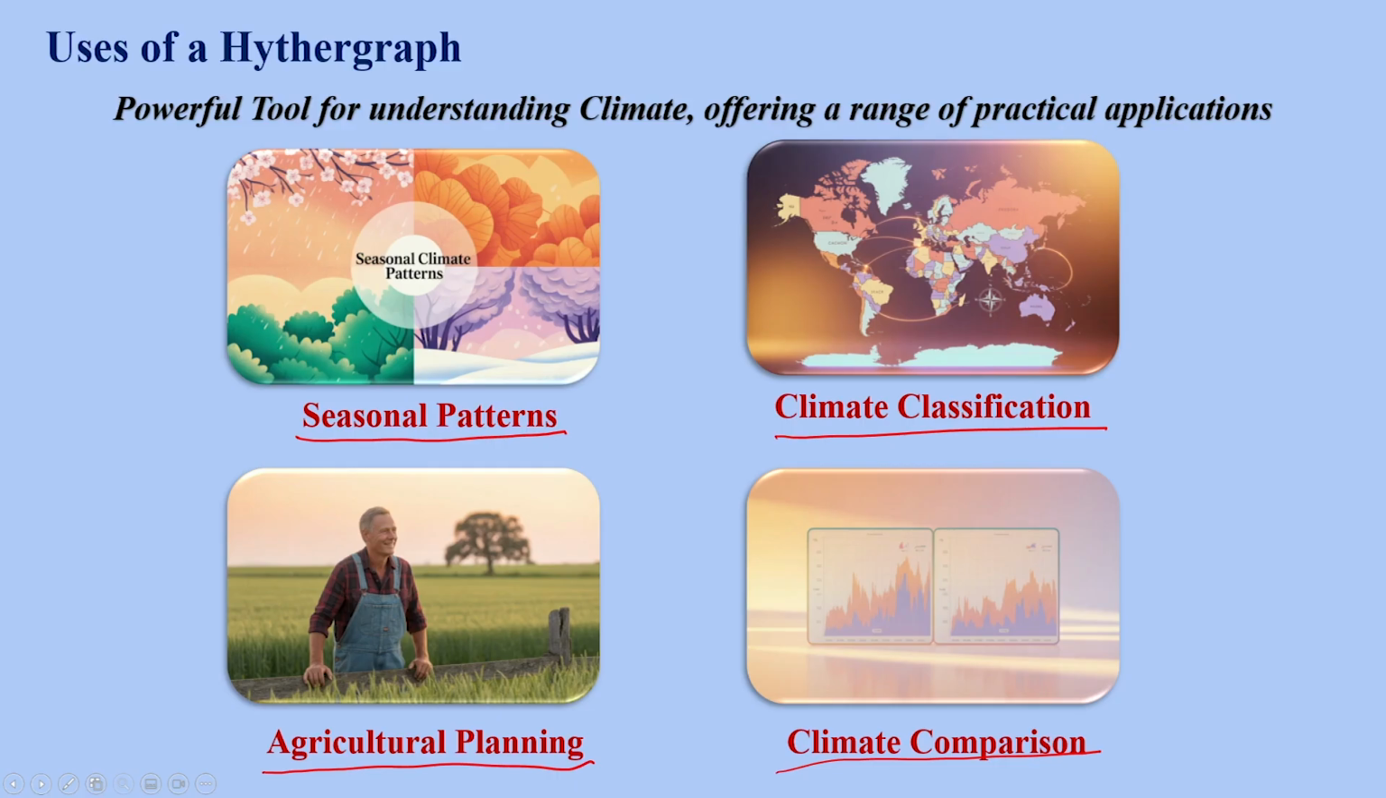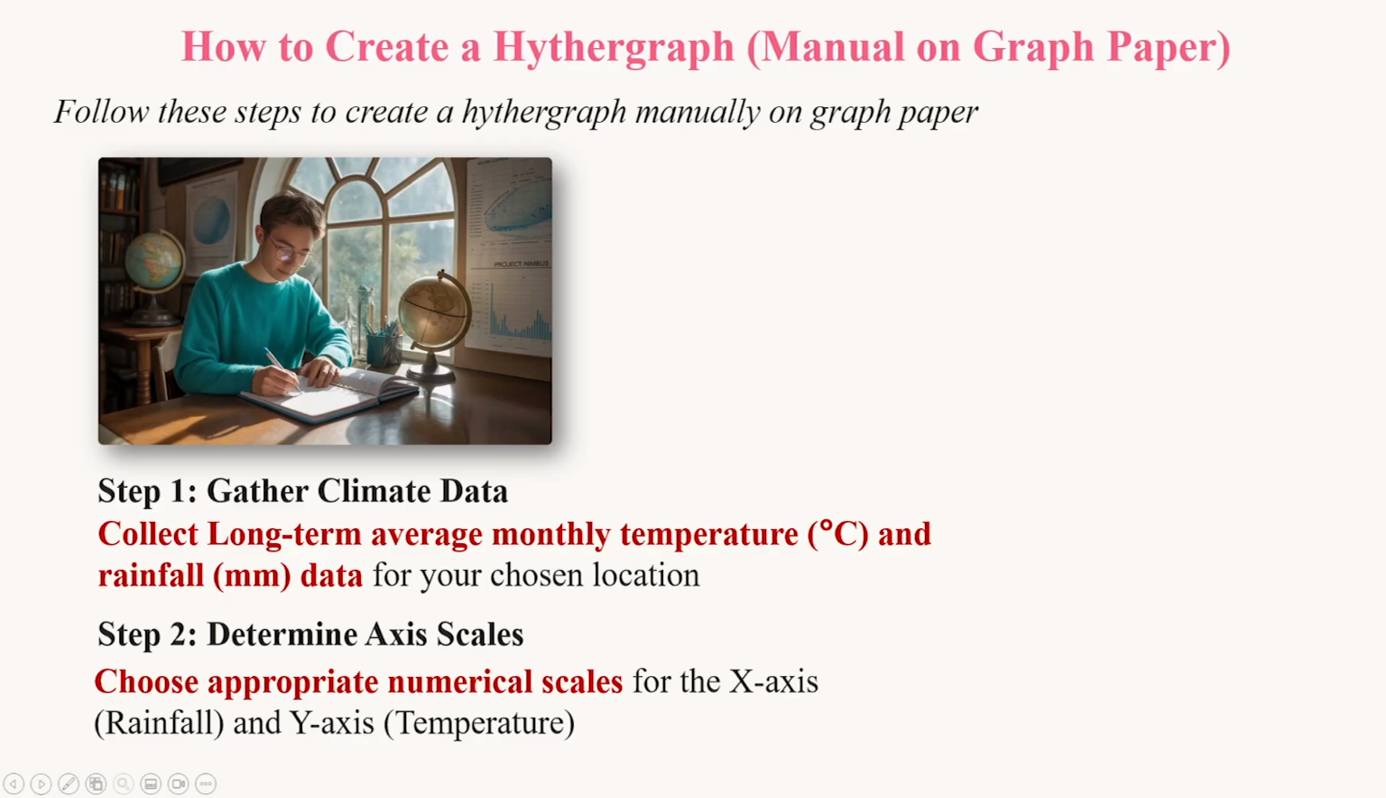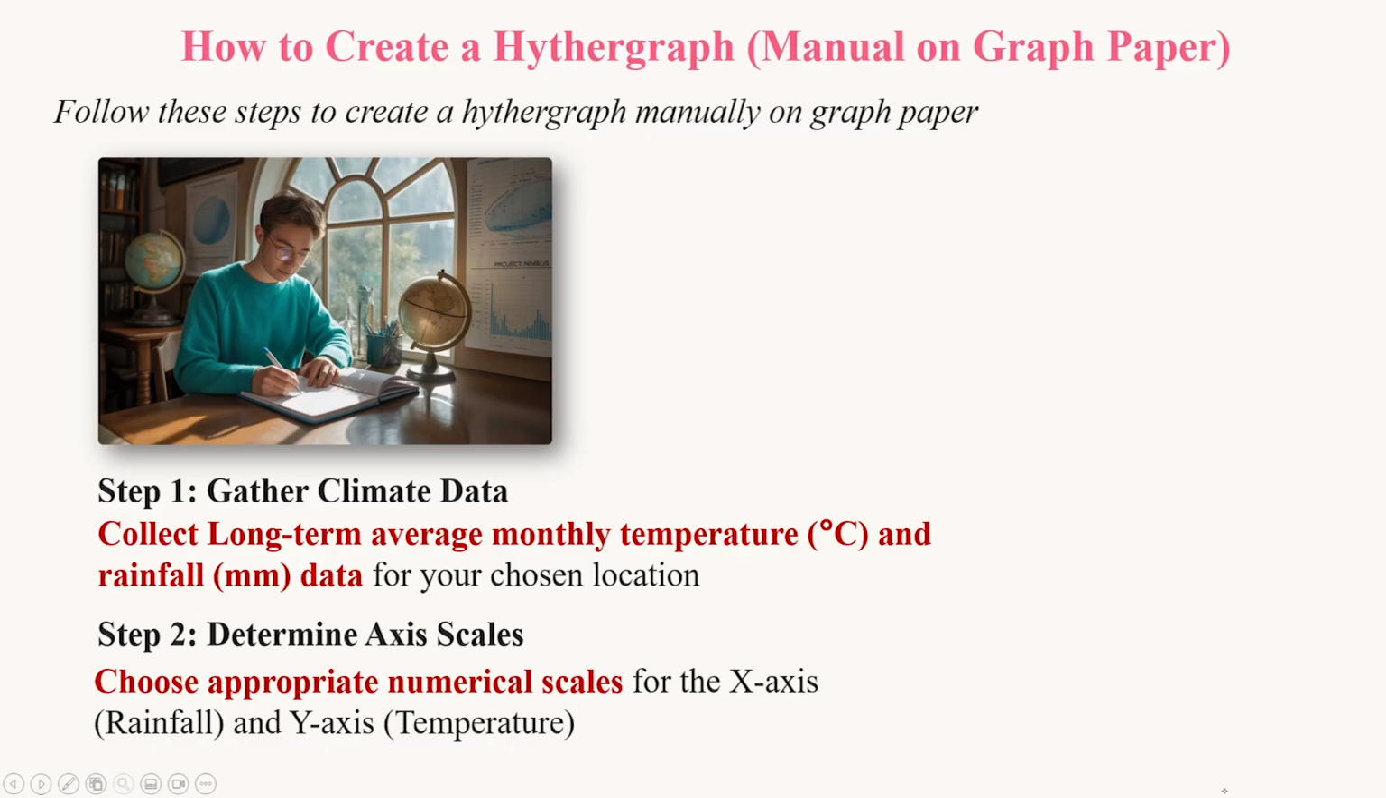The third part is now we will go to create a Hythergraph on graph paper. For that we will learn some procedure. The first step of creating a Hythergraph is that we should know about the data. Where can we gather data? Data can be gathered from various government sources or publicly available sources. Suppose in India, if you want to collect data for India, you can gather it from IMD websites or any other websites you are comfortable with.